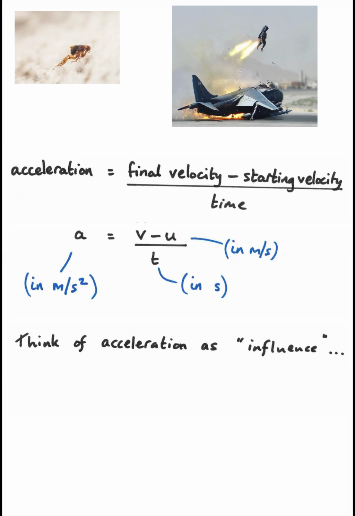And before even that stage, how do you remember which letter is final velocity and which is starting velocity? If you sing the alphabet to yourself, you will find that u comes before v. So u is the starting velocity and v is the final velocity.